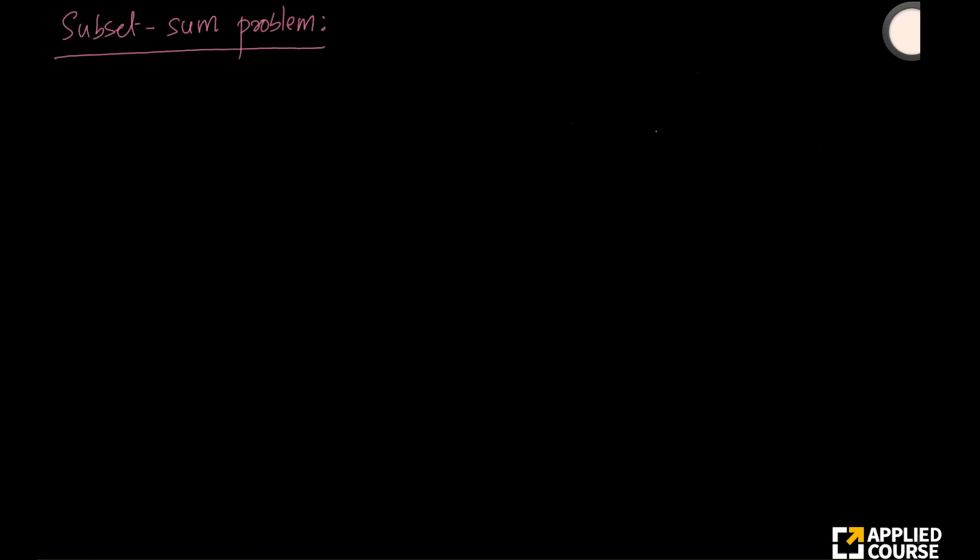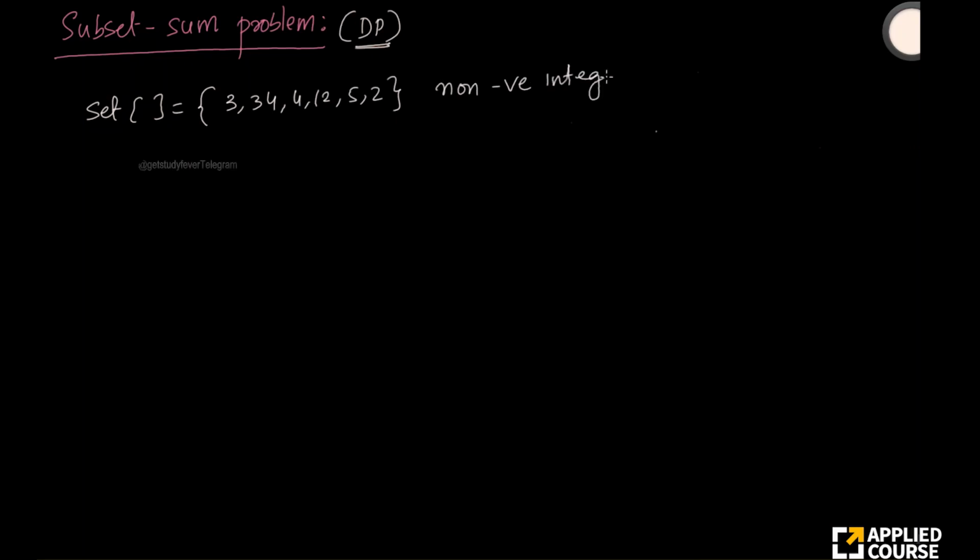So the next very interesting problem is called the subset sum problem, which also can be solved using dynamic programming. First understand what this problem is. Imagine I'm given a set of numbers, in, let's say, an array. Let's assume I have the numbers 3, 34, 4, 12, 5 and 2. Let's assume all these numbers are non-negative integers, just for simplicity.